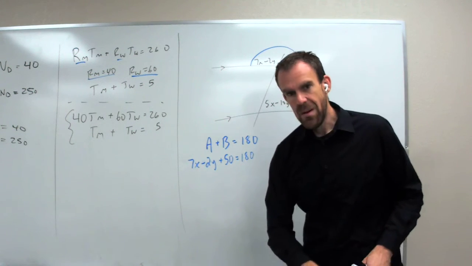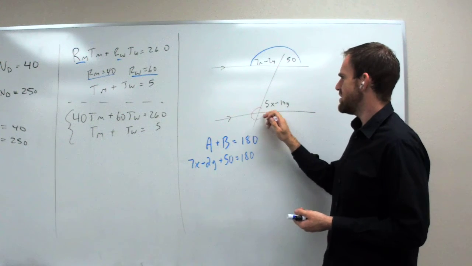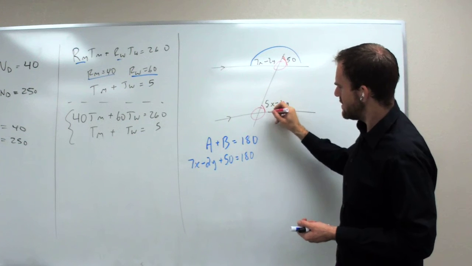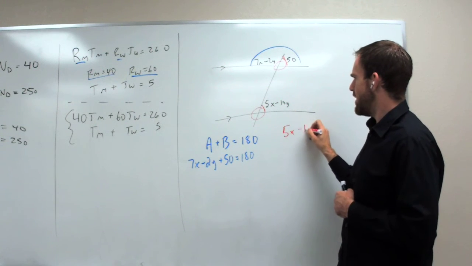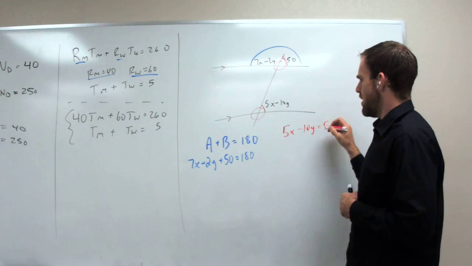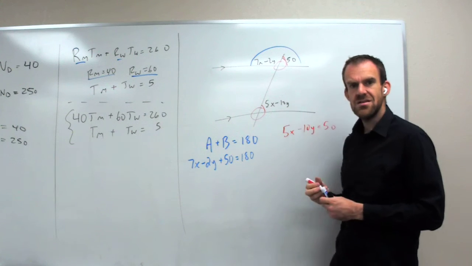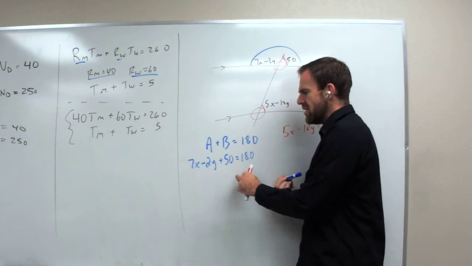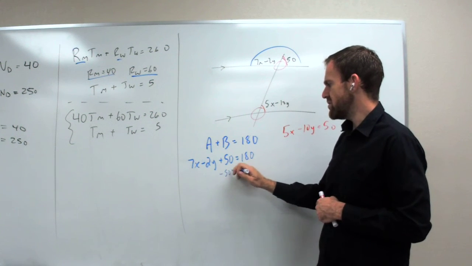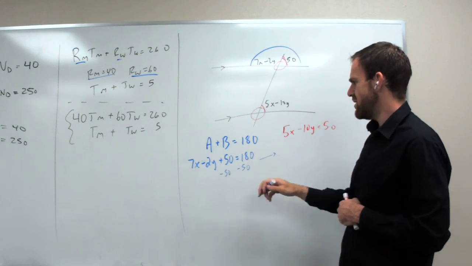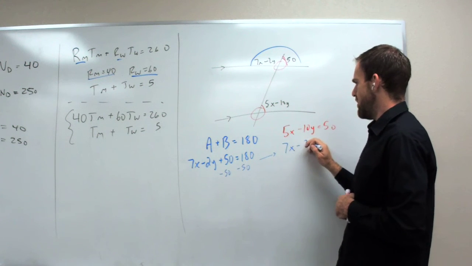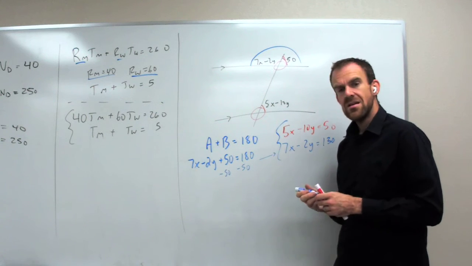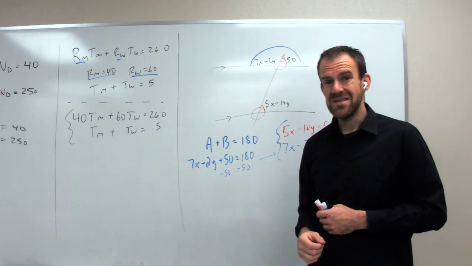And then we remember that this intersection is the same as this intersection, which means that this angle is the same as this angle. So 5x minus 10y equals 50. Now, you have two equations in two variables. Can you solve them? Absolutely. If I'm a little sneaky and subtract 50 from both sides, I can rewrite this equation as 7x minus 2y equals 130 and solve that. Simple enough. And that, my friends, is lesson 17.